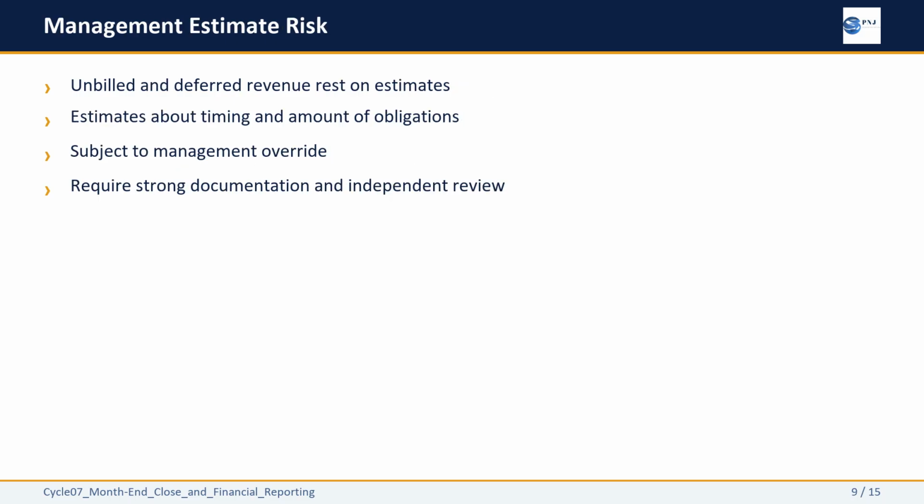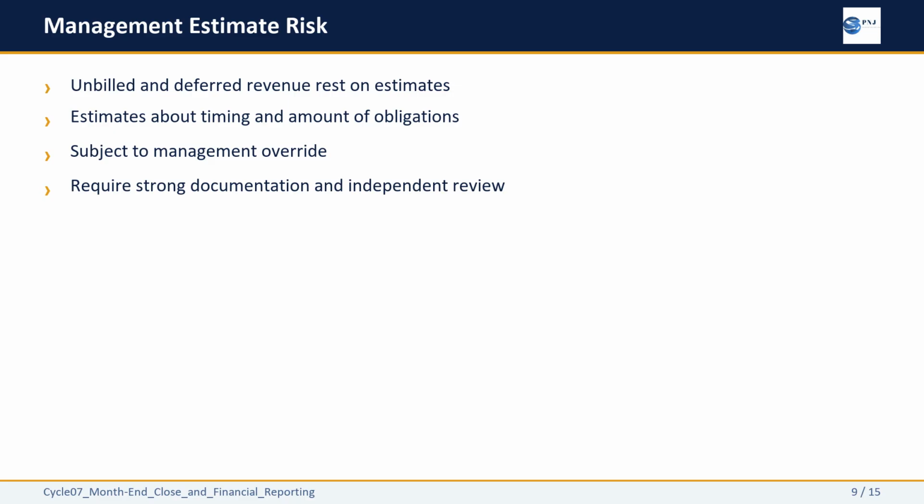Why treat these revenue items so carefully? Because both unbilled receivables and deferred revenue rest on management estimates about the timing and amount of when performance obligations are satisfied. And anything that depends on judgment is, by definition, something management could lean on to bend the result. That is what we mean by management override risk.